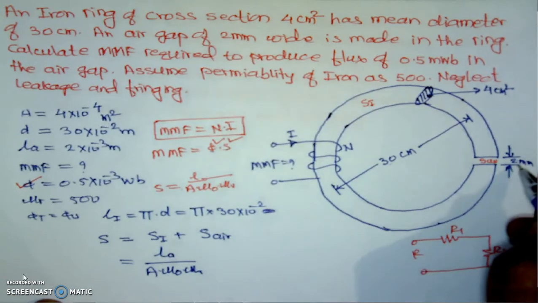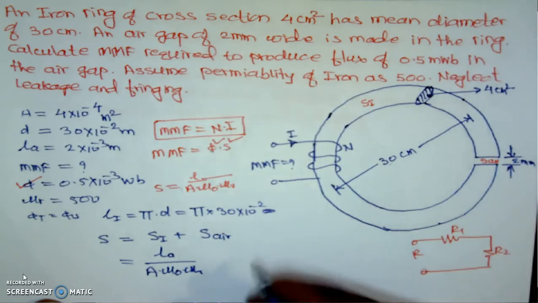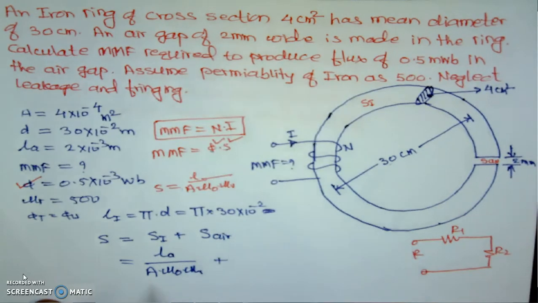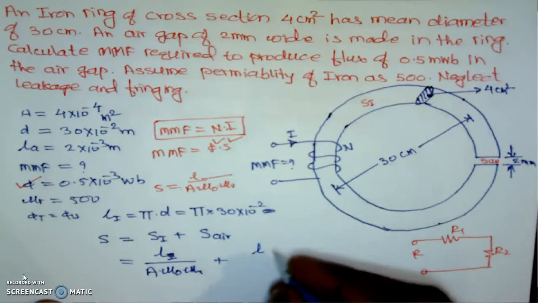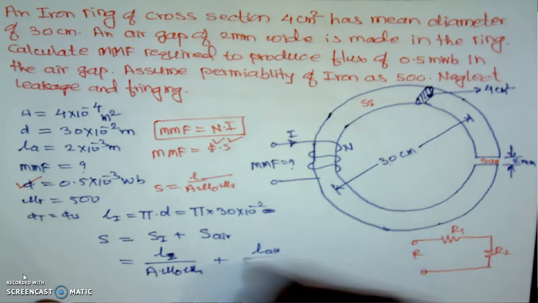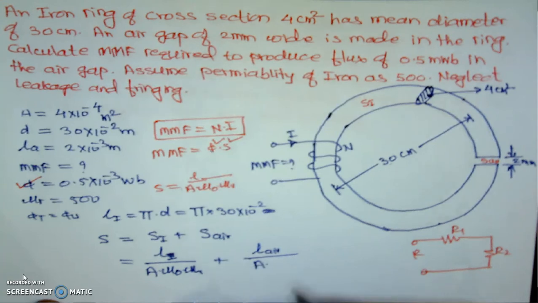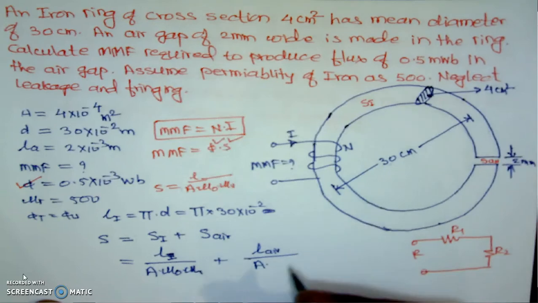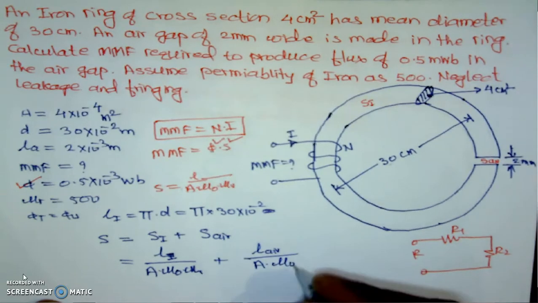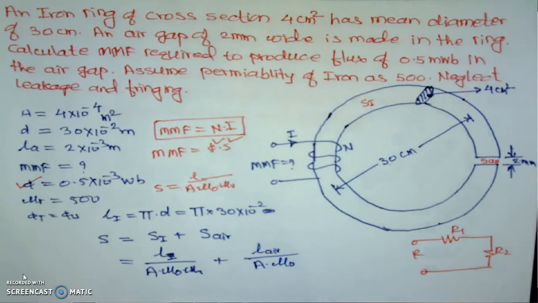Directly the length of the air gap is already given. That's why, plus length of the, this is length of the iron path, and this is length of the air gap divided by cross-sectional area of the air gap, which is same as the cross-sectional area of the iron ring, divided by mu naught, because relative permeability is equal to 1 in case of the air gap.